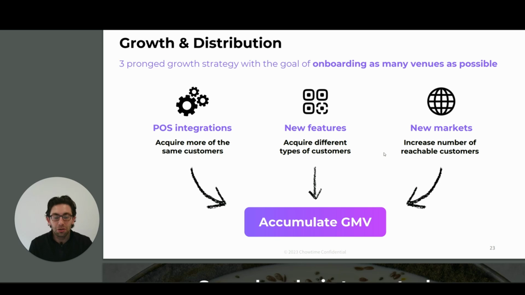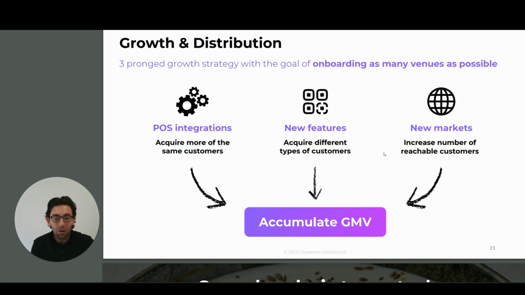Prong number 2 is new features, meaning that many restaurants are not similar and require slight nuances to the use case of our product to be effective in their venue. For example, one venue may just have one menu and one floor where their menu never changes and they can use our product today, but the venue next door may have a different cocktail menu on the outdoor tables versus the food menu that's on the indoor tables. To acquire that customer and deliver full value to their venue, we would need to build a feature that accommodates different menus at the same times.